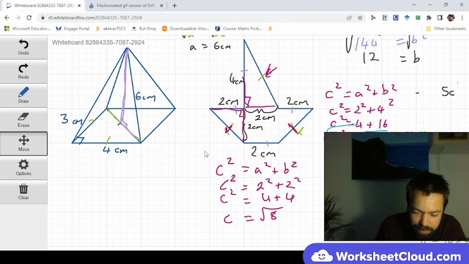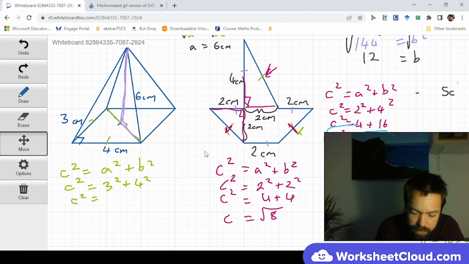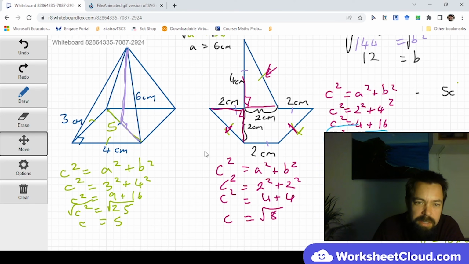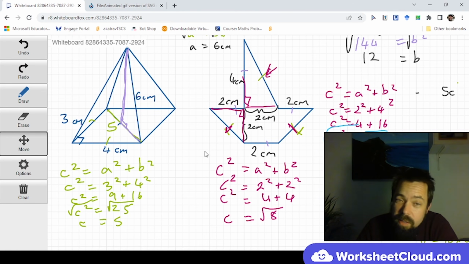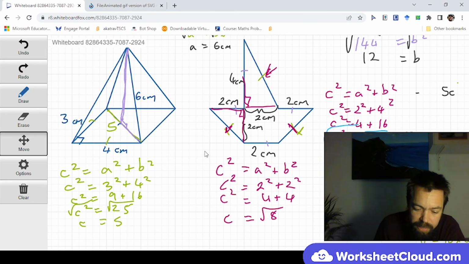All right, so first of all, calculating my green, so that's the diagonal of the rectangle that makes up the base. So c squared equals a squared plus b squared. C squared equals 3 squared plus 4 squared. C squared equals 9 plus 16. C squared equals 25. Root c equals 5. So I've worked out that that length in total is 5. Now the height of the pyramid would be at the exact midpoint of that. So that means that the short length there would be 2.5 centimeters.